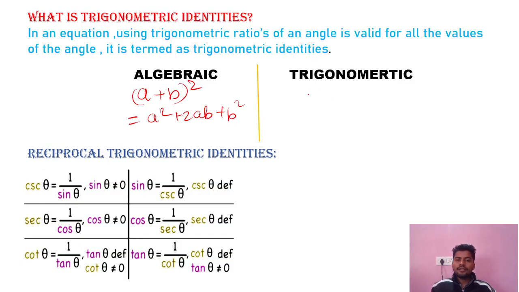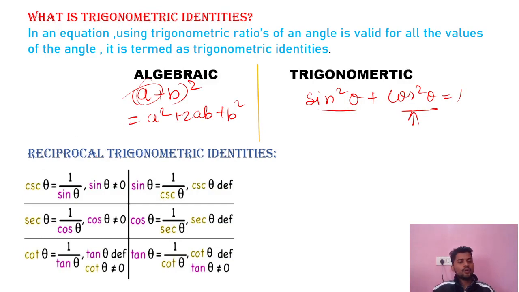And for trigonometric identities, let us take a Pythagorean one: sin square theta plus cos square theta is equal to 1. Here the variables are trigonometric functions. Now, we have seen reciprocal trigonometric identities in ratios. We just have to mention one thing here: the denominator should not be equal to 0, otherwise it will be undefined. So the denominator cannot be 0 for an equation. Okay, fine. Let's move.